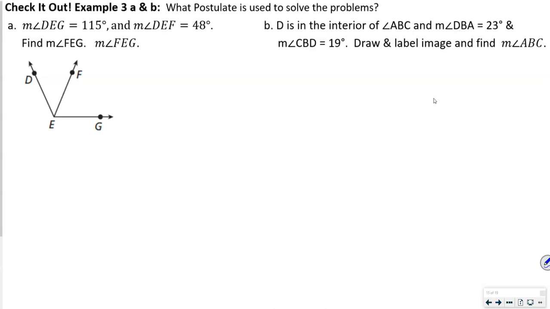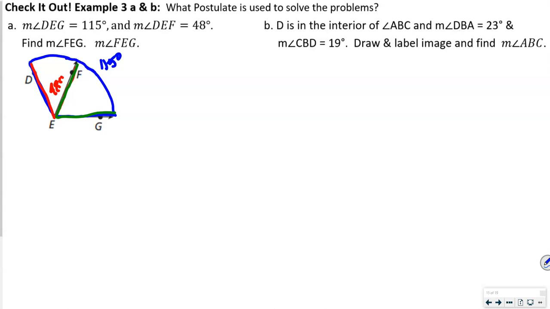So this next one, again, DEG is the whole angle. So I like to put that out here because it shows me that that's the whole thing. Then it says DEF is right there. That's 48 degrees. And it's asking us to find the measure of FEG. Ooh, I didn't mean to do that. That was there. FEG, right there. FEG, okay? So hopefully you can see that when we add these two angles that are next to each other together, they should equal the big angle.